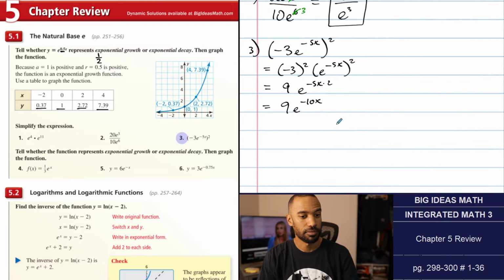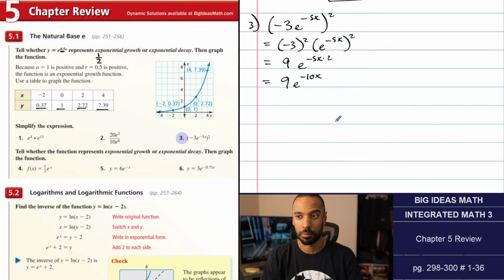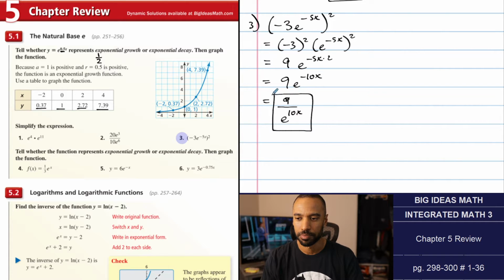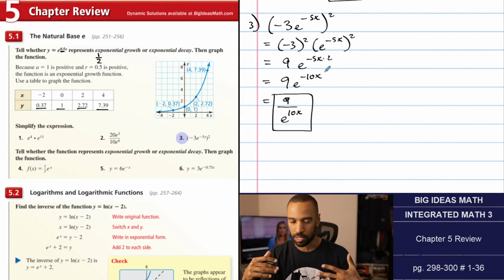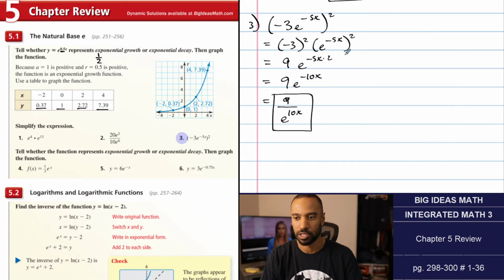We do like positive exponents. We don't like negative exponents in our answer. So we're going to turn this one positive as 9 over e to the positive 10x. The 9 does not go down with the e. 9 is not being raised to a negative exponent. 9 is raised to the first power. And that's the result. Make a prettier looking 9 than I did. Let's take a look. And that's numbers 1, 2, and 3.